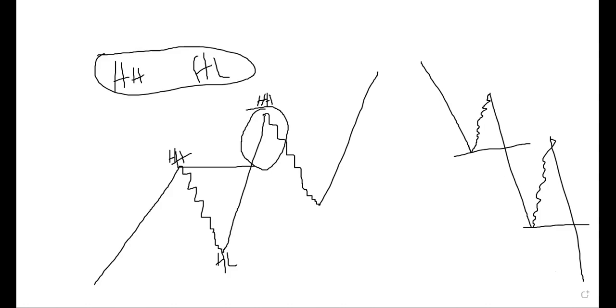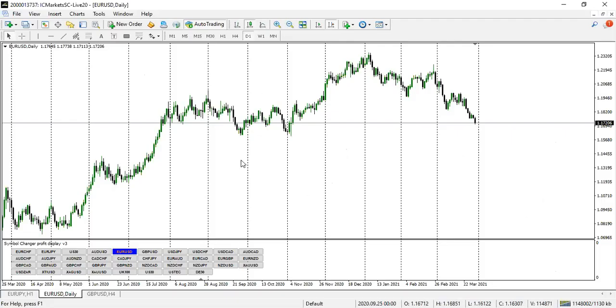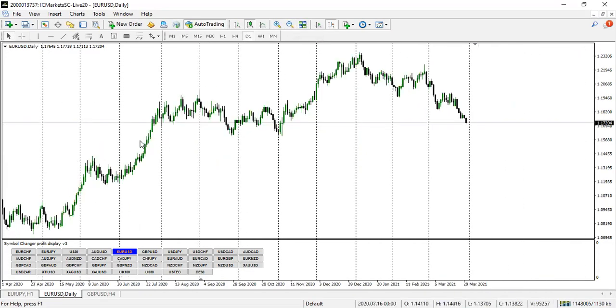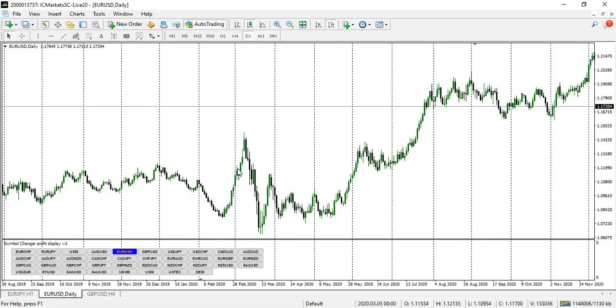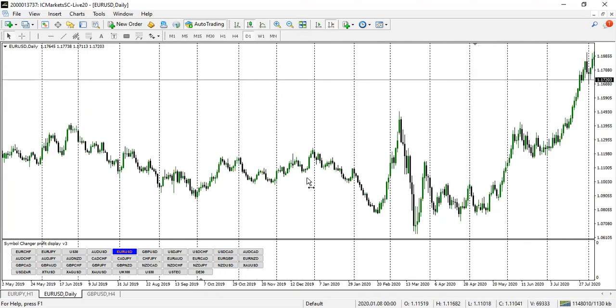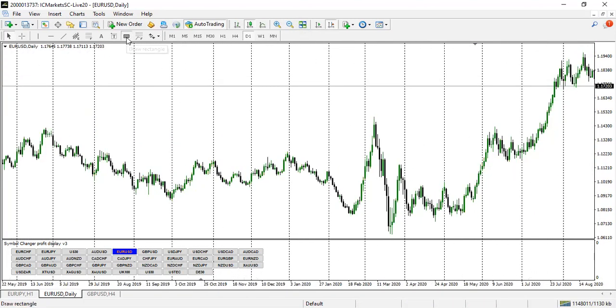Now, this is a daily time frame. I will just be showing you what I'm talking about. Please pardon me while I zoom out this price so that I can show you. Now, look at this. I would like to confirm that this is a liquidity grab.